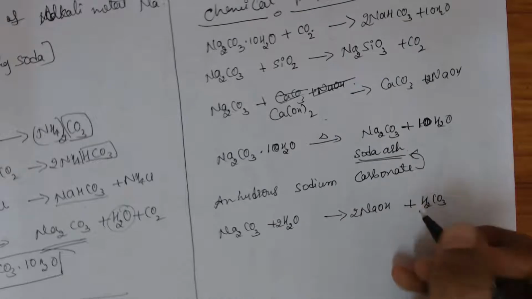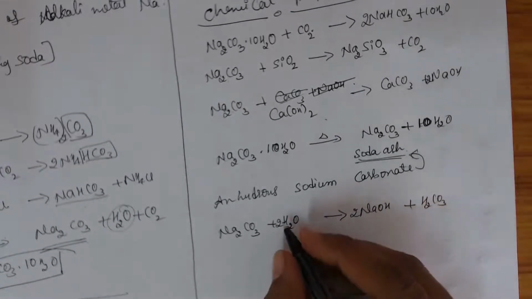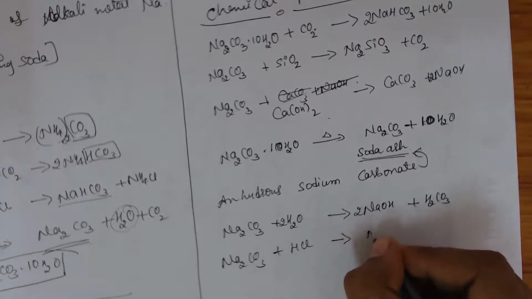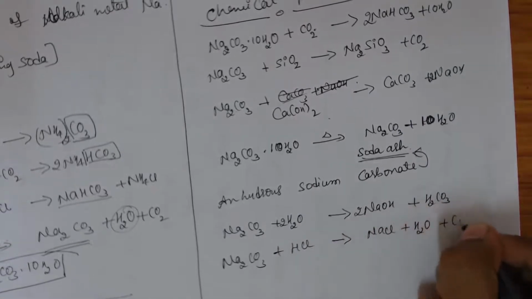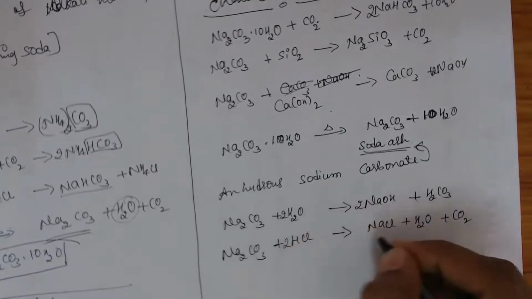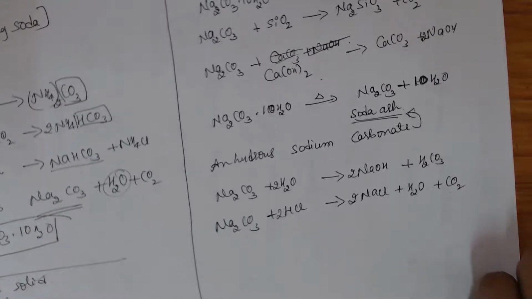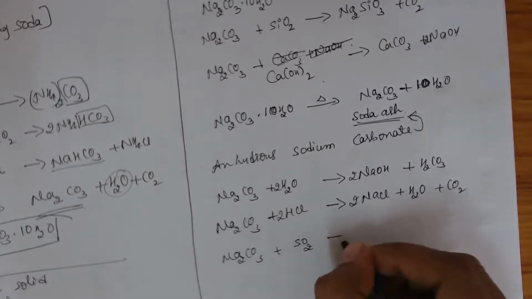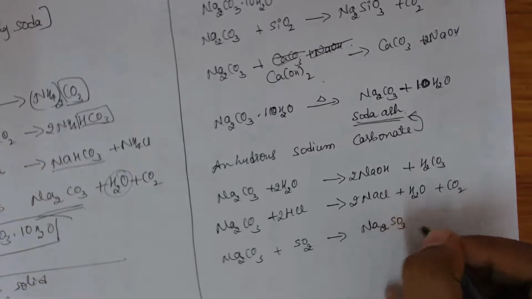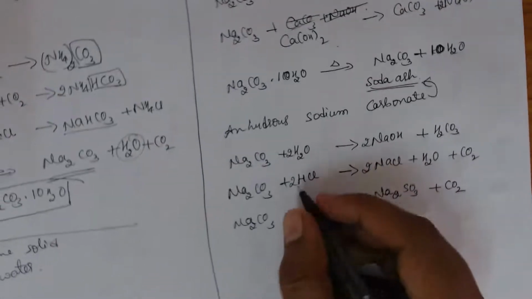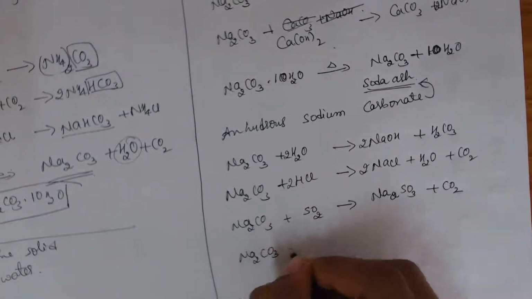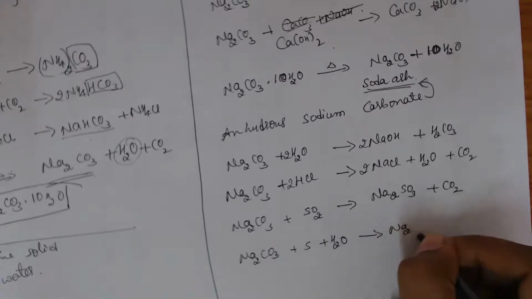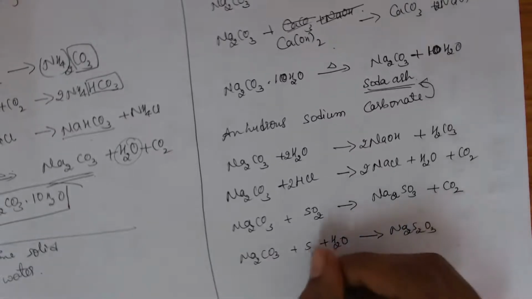Next, if this Na2CO3 reacts with acid, it forms salt plus water plus carbon dioxide. To balance this, you'll take the coefficients, you'll get the correct answer. Next, if this Na2CO3 reacts with SO2, it forms Na2SO3 plus CO2. Next, if this Na2SO3 is treated with sulfur as well as H2O, it gives Na2S2O3. This is 2 moles.